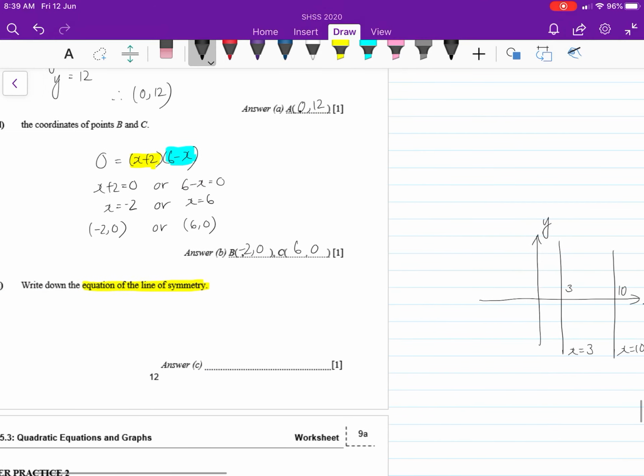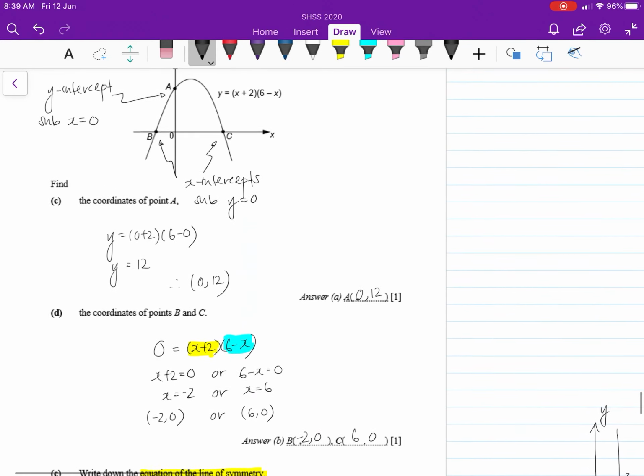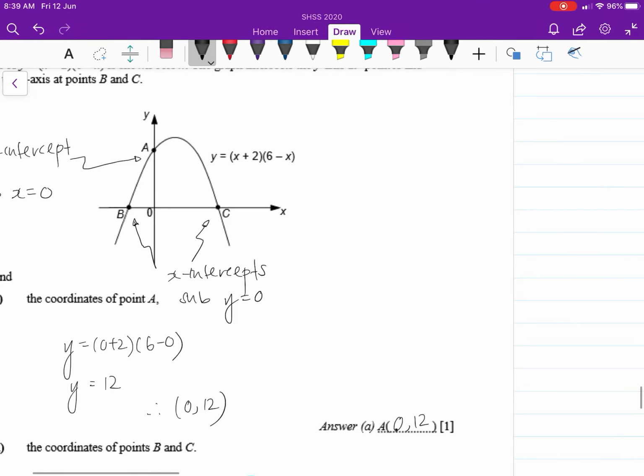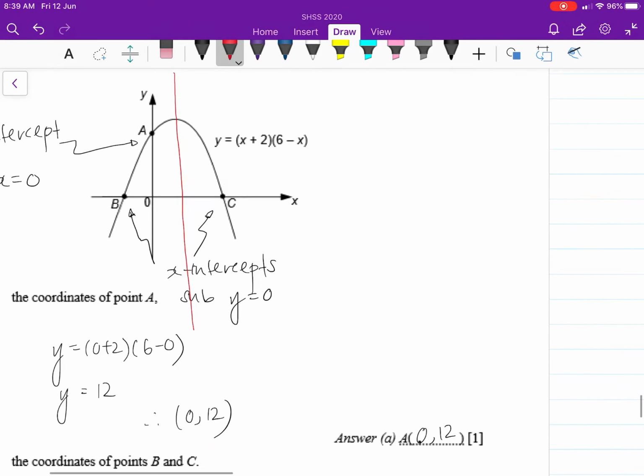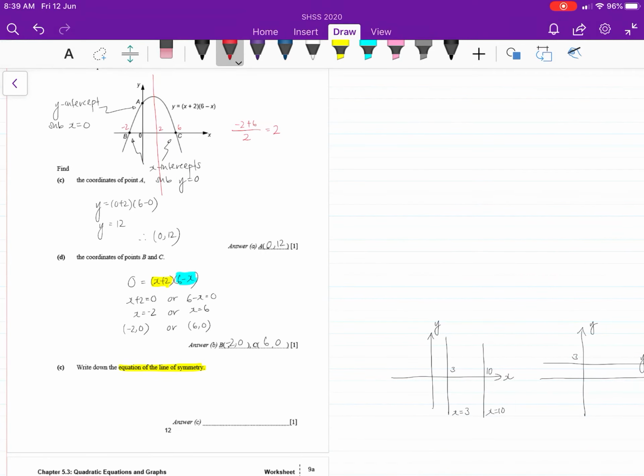So if you come back here, the equation of the line of symmetry. Symmetry means the line must be able to cut the graph into half, which means the left side must be equal to the right side. Now, we all know B is minus 2, C is 6. So this line must directly be in between minus 2 and 6. How are you going to get a number in between minus 2 and 6? What you need to do is to just take minus 2 plus 6 divided by 2. That will give you 2. So you know this line cuts the x-axis at 2. So what is the equation? The equation is simply x equals 2.